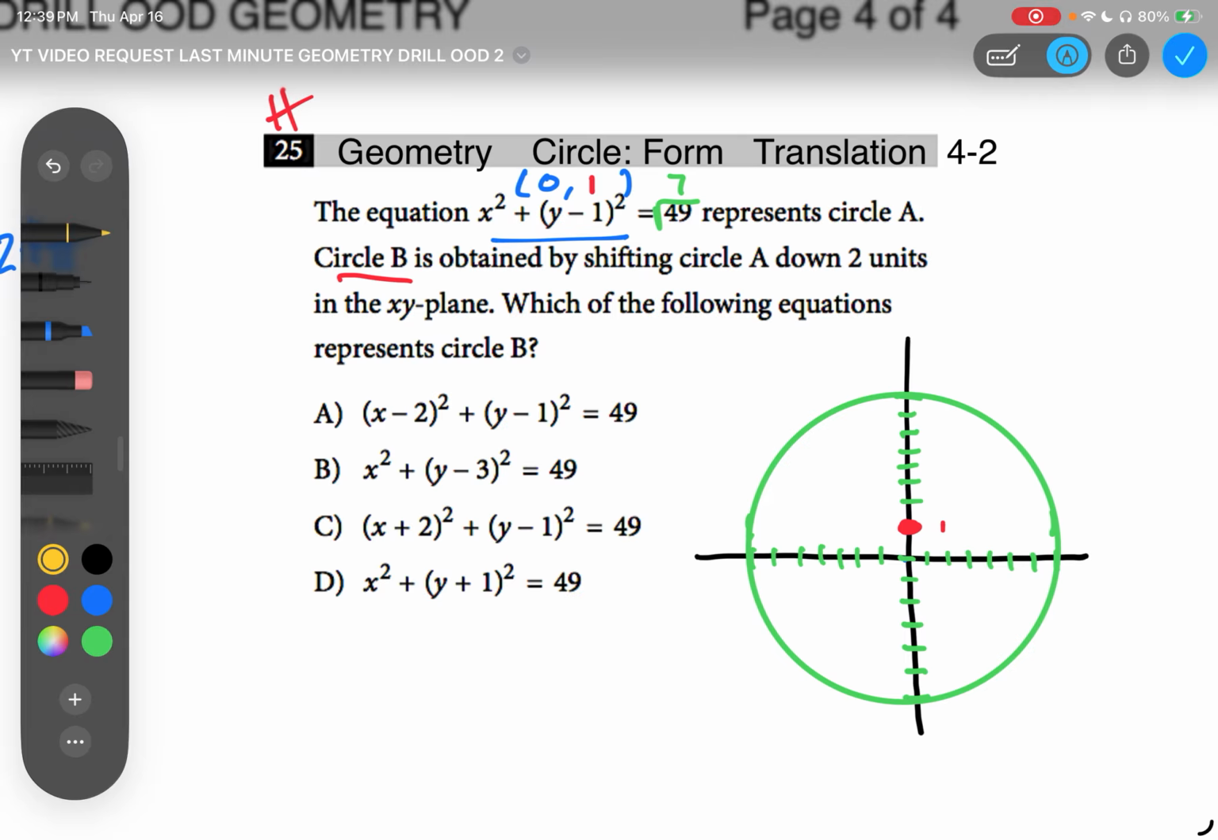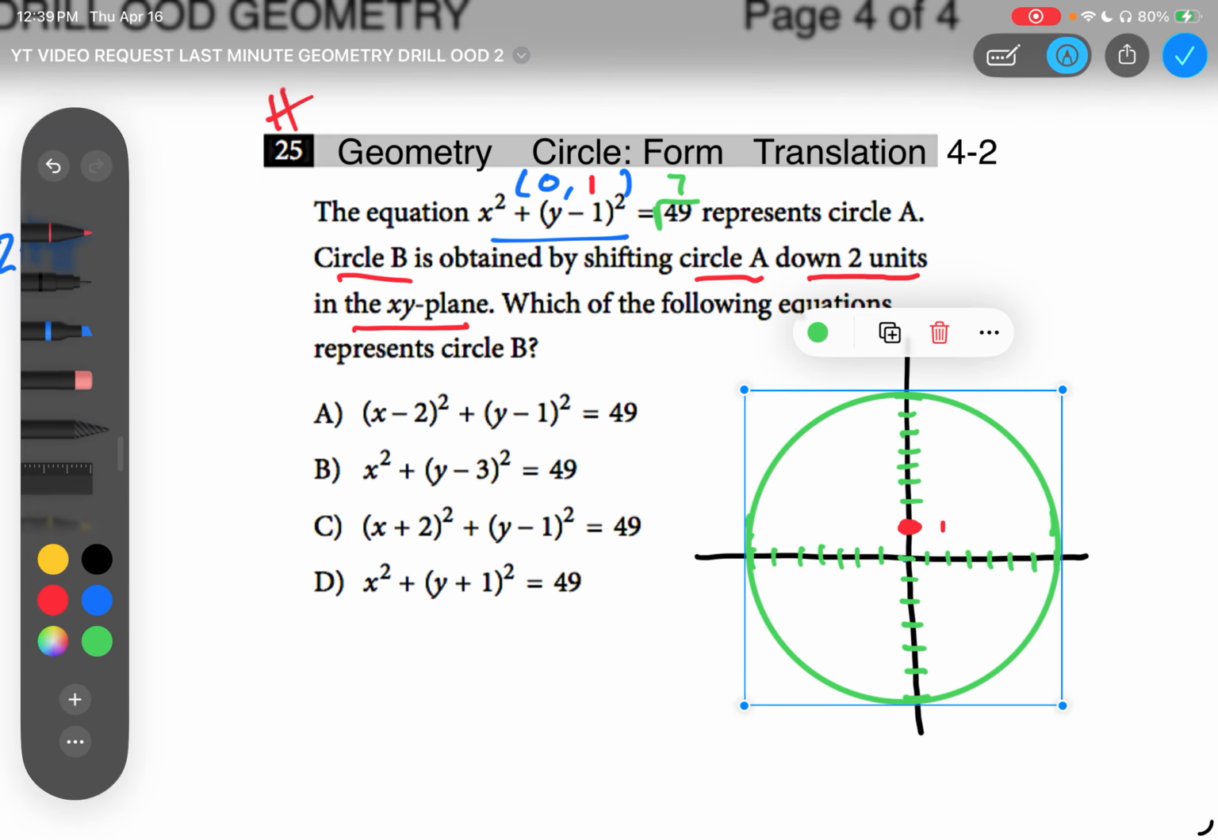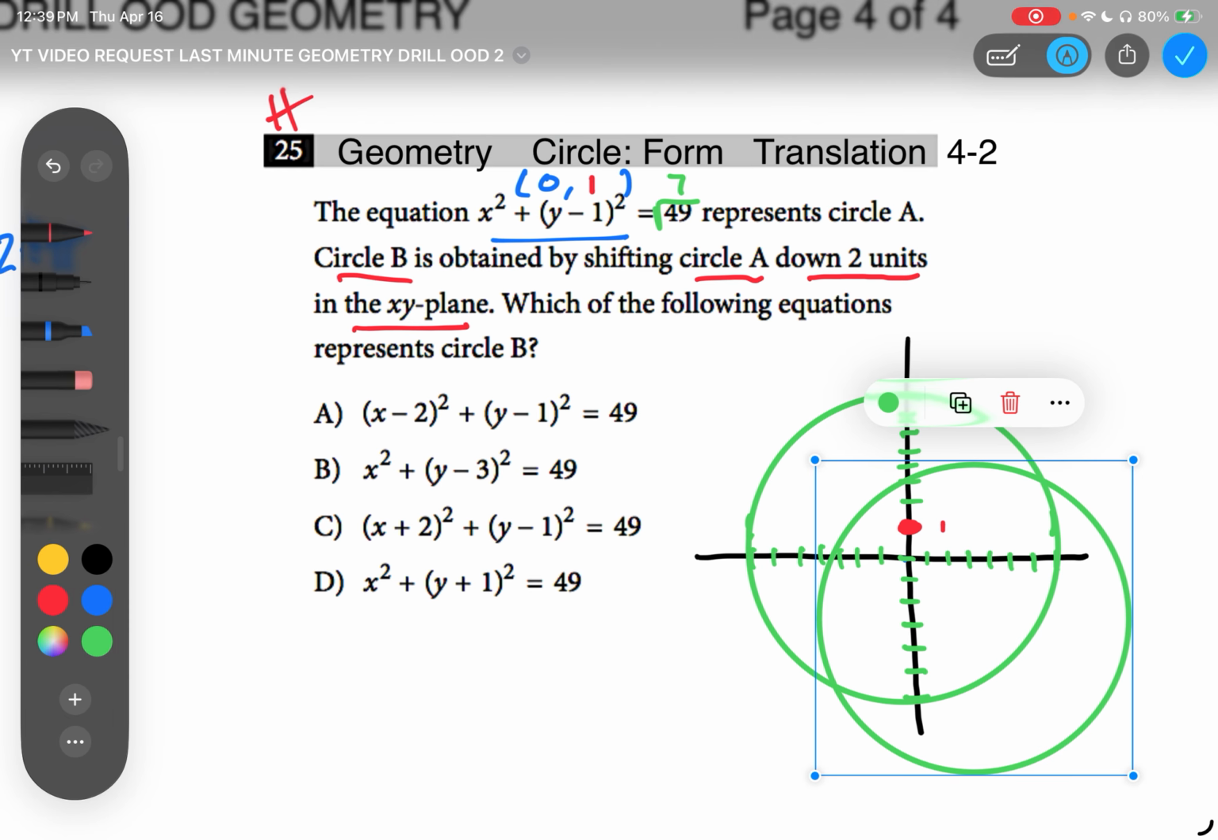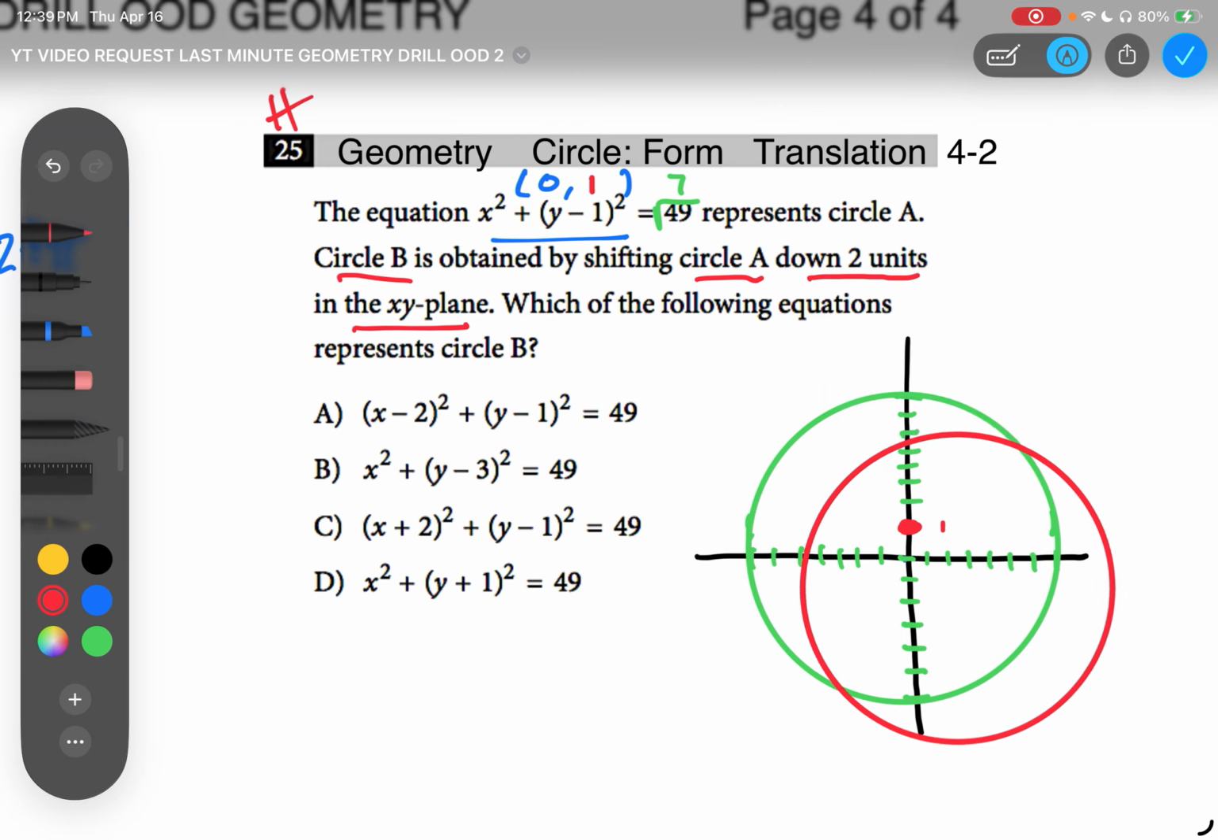Cool. Now the rest of the question, where they're telling you we got a circle B, because that circle B is obtained by shifting circle A down 2 units in the XY plane. Let me see if I could create a circle B right quick. Let me duplicate. Let me change the color. I'll make it red. All right, let's move this circle back into position.